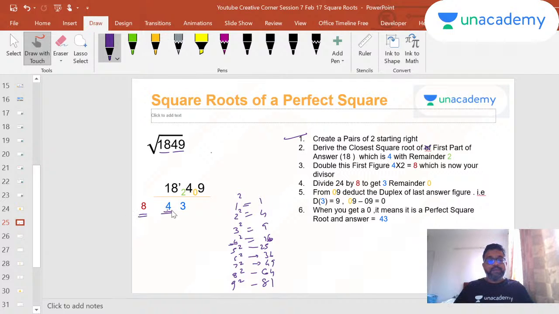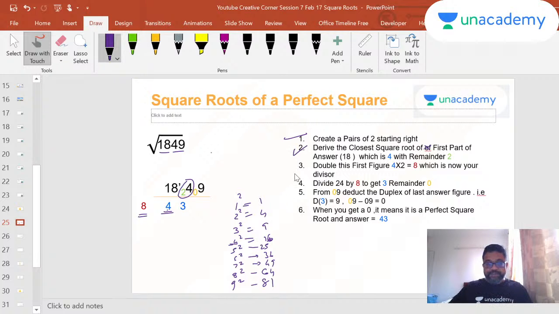I double this number, I double 4, and I keep it here, 8, right? So the very first step that I did was I created 2 pairs of it. Of these 2 pairs, I see where 18 is closest to the square. I keep 4 down. So 4 fours are 16, and 16 and 18, what's the remainder? 2. I place the remainder 2 here. My next step would be to take 24. This is going to be 24 divided by 8. When I divide 24 by 8, that's this step.